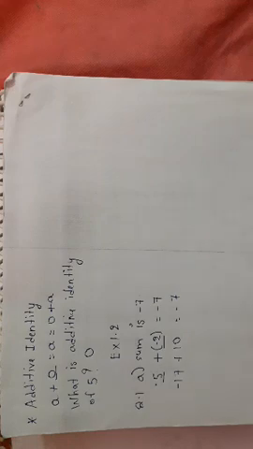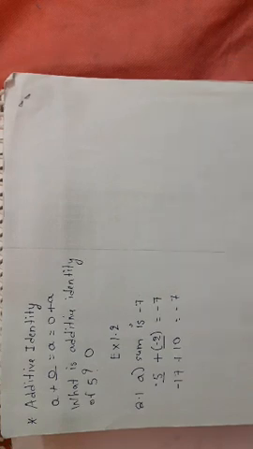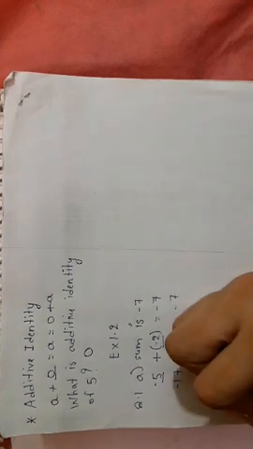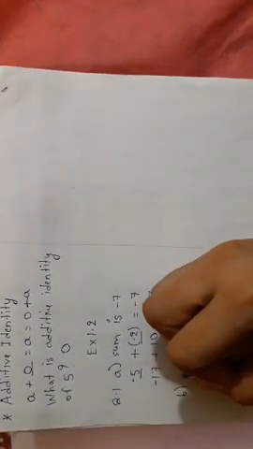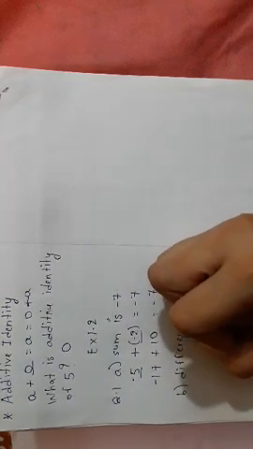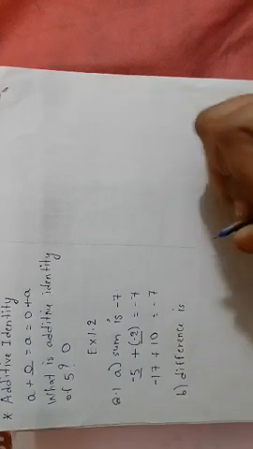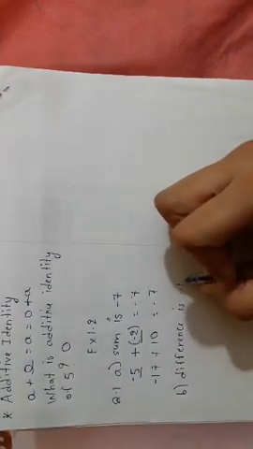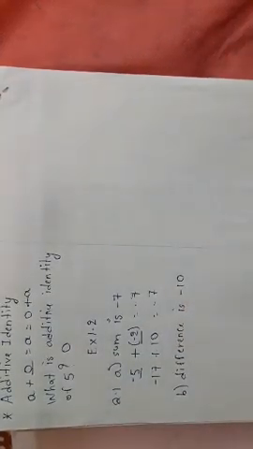So there can be many numbers whose addition would be equal to -7. I had written two numbers, but you can write many numbers. After that, part B is that the difference is -10. Now difference means subtraction of two numbers.